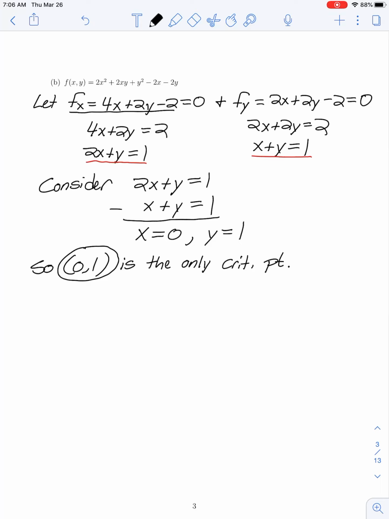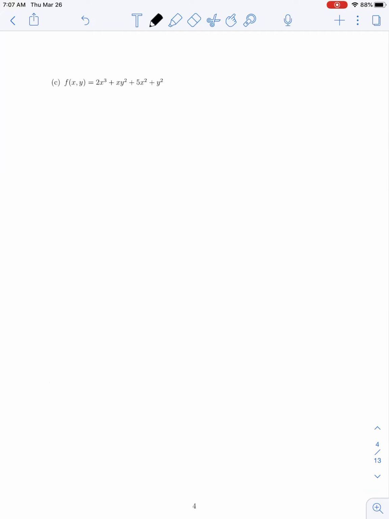And again here, we've found this point was the only point where our partial derivatives are 0, and these partial derivatives are polynomial functions, so they're defined everywhere. There is nowhere that these partial derivatives do not exist. So let's look at another one that's maybe a little bit more challenging.